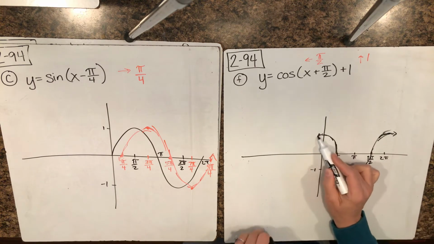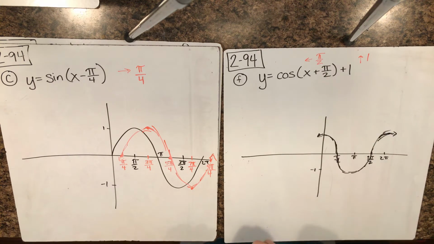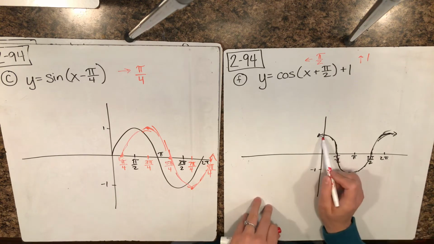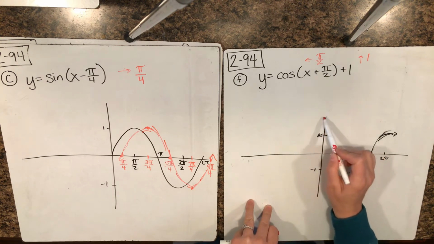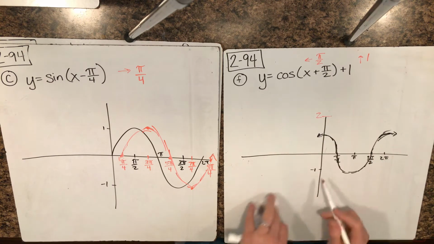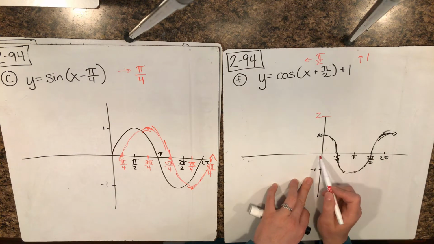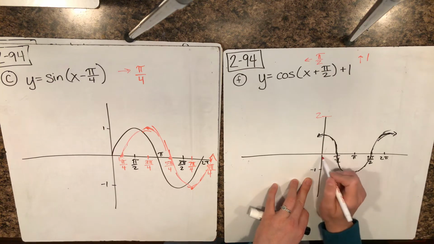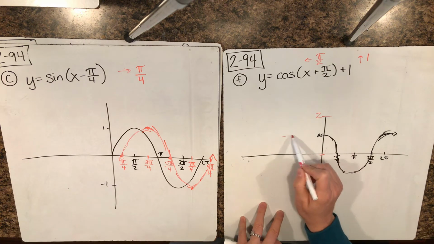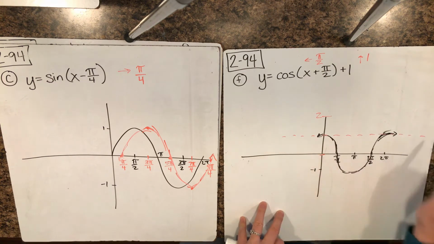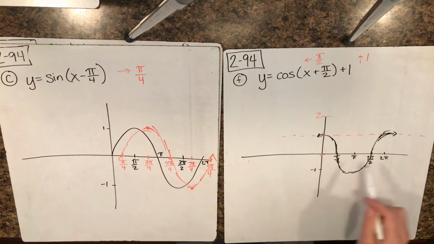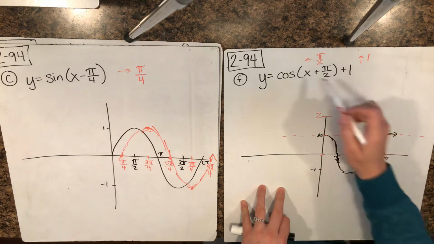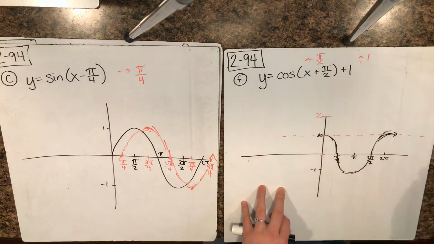And we're going to go left pi over 2 and up 1. So if I'm going up 1 from 1, my highest spot is 2. If I'm going to go up 1 from -1, my lowest spot is here right at 0, and my midline is exactly in between those. Okay, it's here at y equals 1.